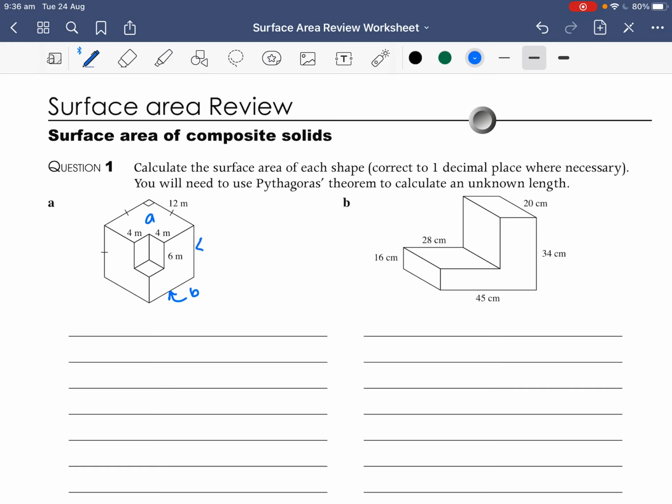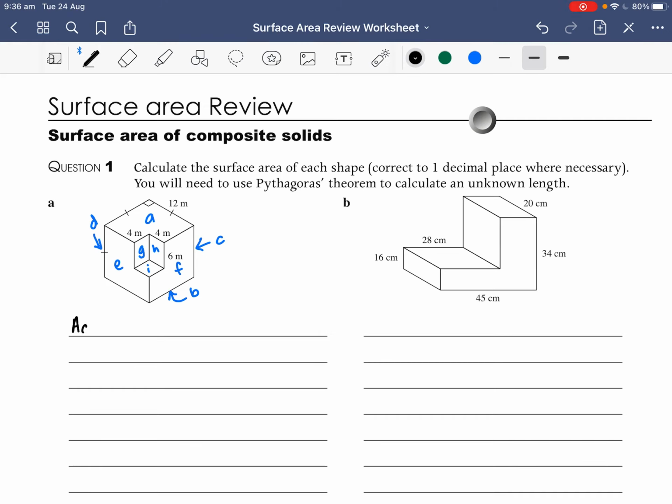We then have this back face here C and this side face here D. We have this front face here F, this face E and F, and they are the same, just flipped. And then we have G, H, and I. So for this one we have a total of 9 faces. So let's find the area of each face.